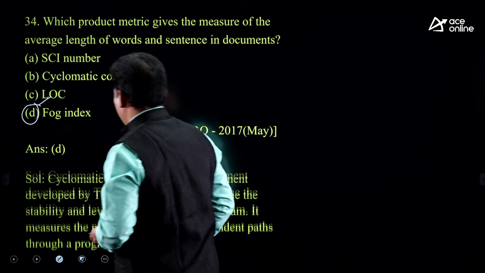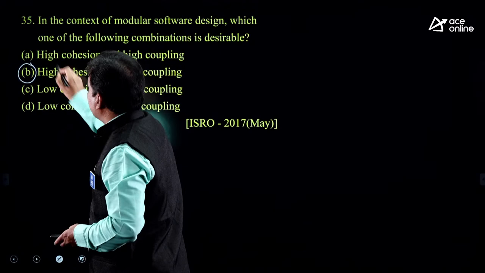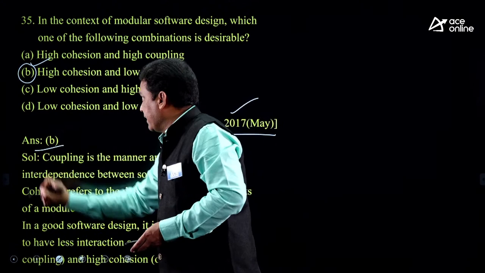And the next question: in the context of modular software design, which one of the following combinations is desirable? So high cohesion and low coupling is desirable to design a software system. This question was asked in the year ISRO 2017 May. So the answer is B.